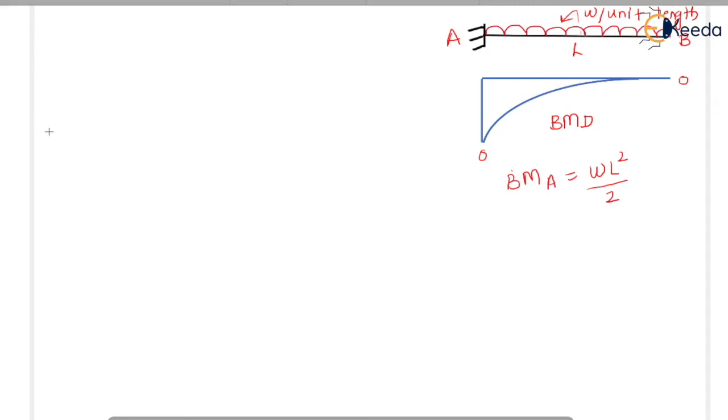At the fixed end, the slope and deflection are 0. So let us calculate the area of the bending moment diagram ABC. Our formula is 1 by 3 into length into WL square by 2, which gives WL cube by 6.